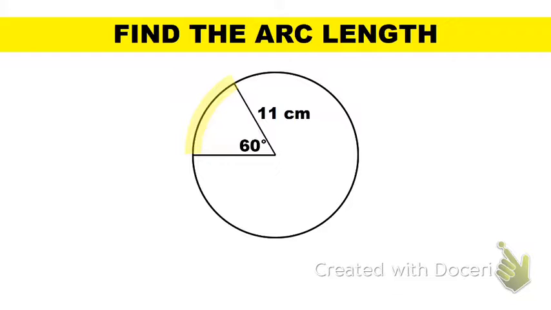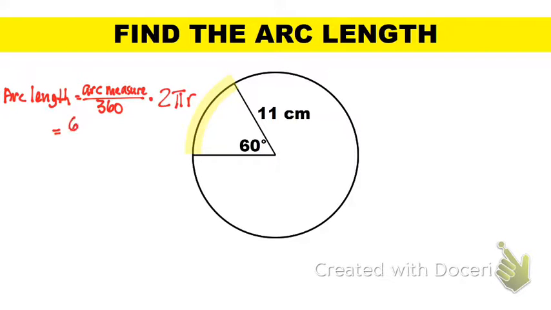Here we want the arc length again. So the arc length equals the arc measure over 360 times the circumference, and they gave us the radius, so I'm using 2 pi r for my circumference formula. So the arc length is going to be 60 over 360 times 2 times pi times 11.